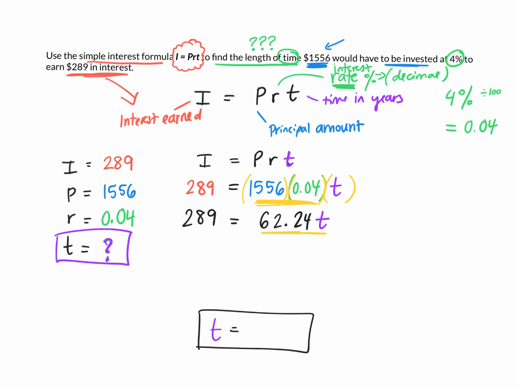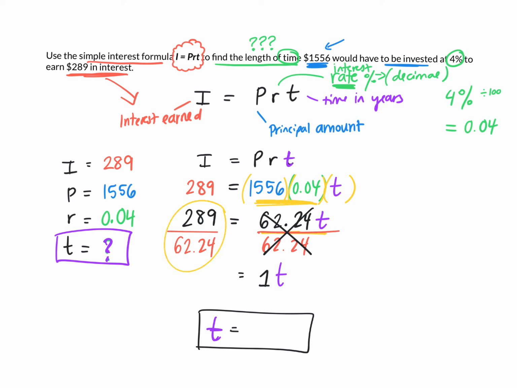Well, what's the opposite of multiplication? I'm trying to isolate my variable T. I'm going to divide this by 62.24. If I divide the right side by 62.24, what do I have to do on the left side? That's right, I have to divide it by 62.24. This reduces to 1. 1t is the same as just saying t.